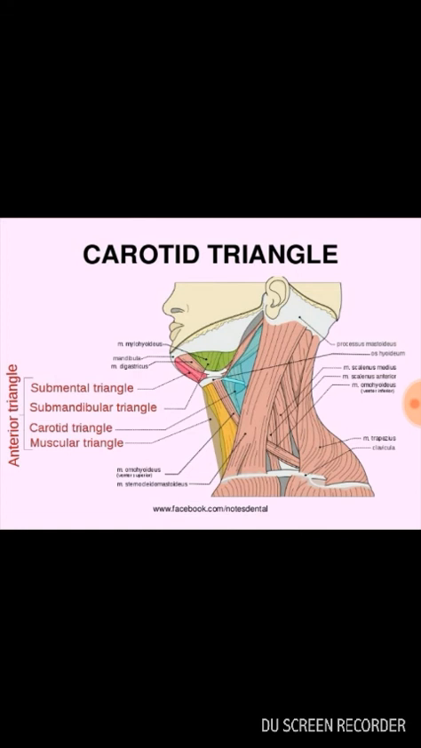The floor of the submandibular triangle is the mylohyoid anteriorly. It's anteriorly bounded by the mylohyoid, and posteriorly by the hyoglossus. So the content of the anterior part of the submandibular triangle is the submandibular gland.